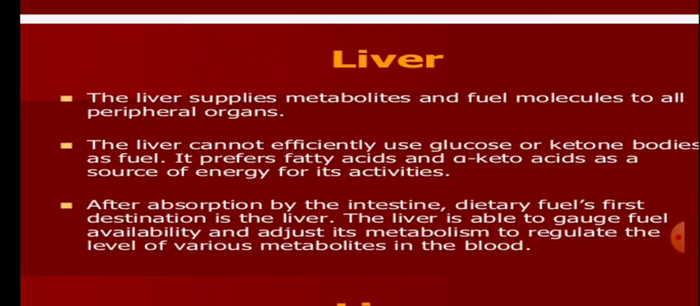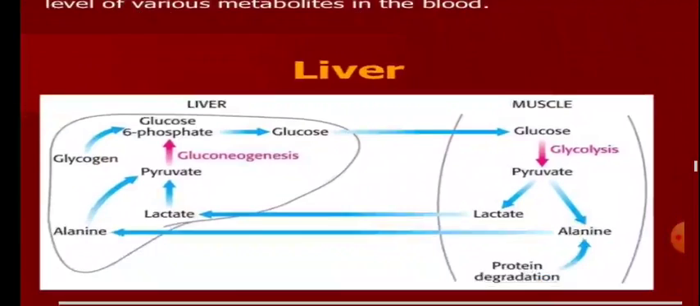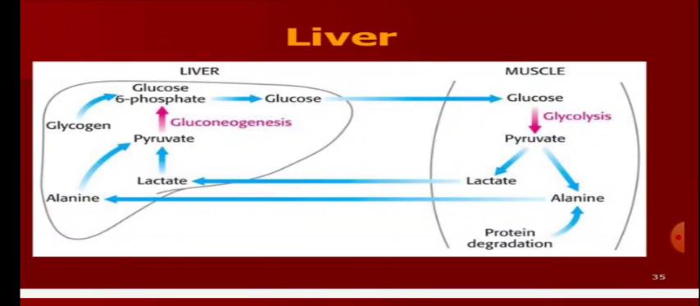The liver supplies metabolites and fuel molecules to all peripheral organs. The liver cannot efficiently use glucose or ketone bodies, and alpha keto acids serve as the energy source for its activities. After absorption by the intestine, the dietary fuels' first destination is the liver. The liver is able to gauge the fuel availability and adjust the metabolism to regulate the levels of various metabolites. Here you are observing the liver and the muscles.